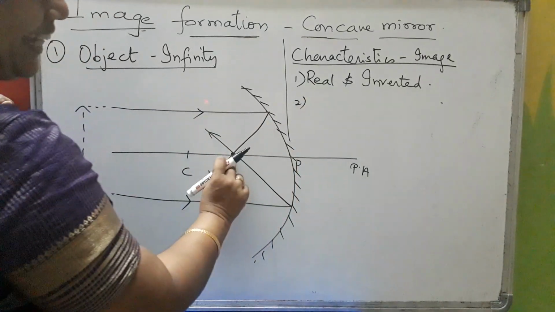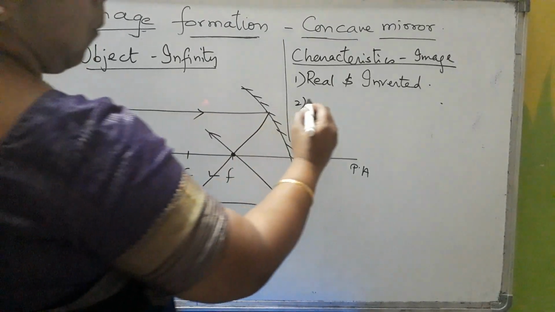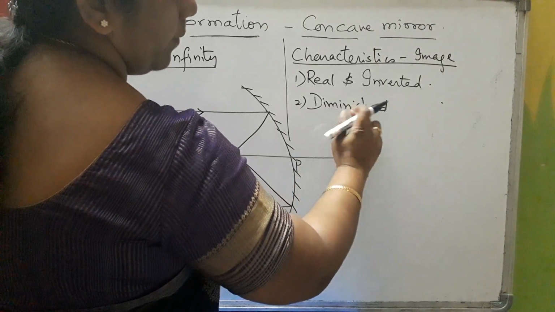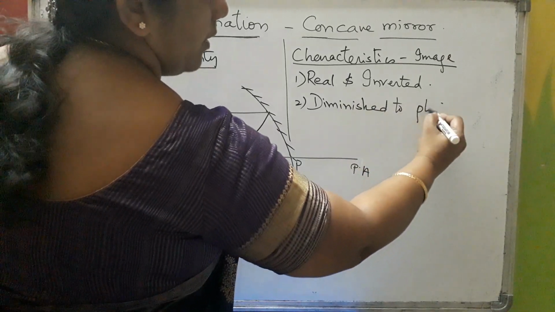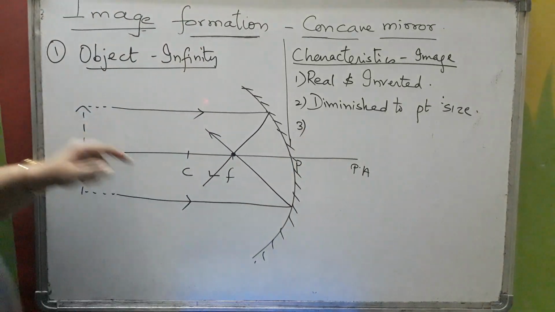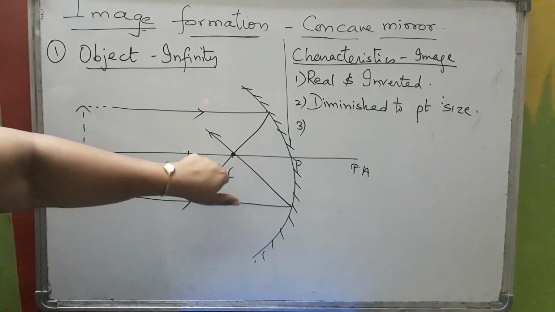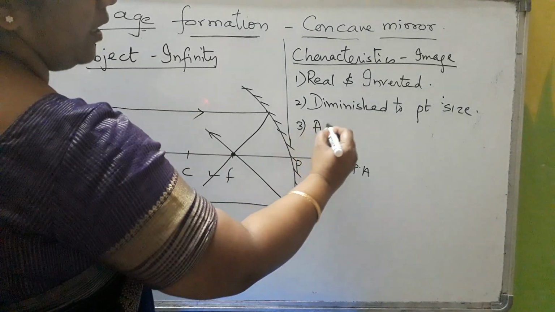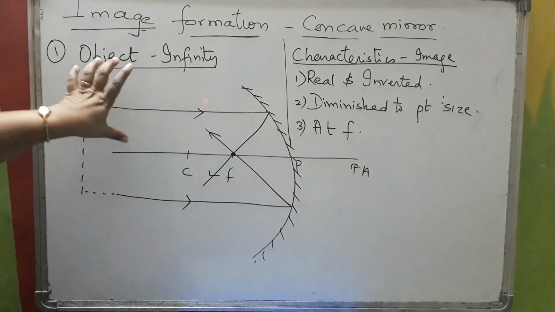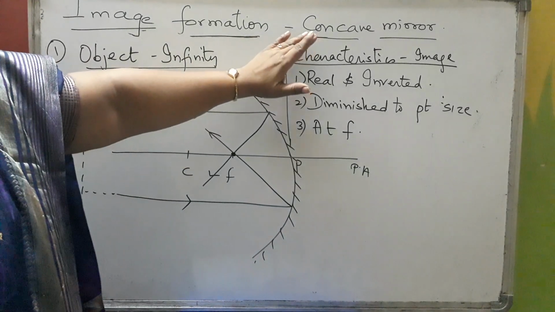Number 2, look at the size of the image. It is so very small, up to a point size. Mention the word diminished, to point size. Third one, where is it formed? What is the position of the image? It is formed at F. So when they give you the position of the object, you will have to draw the ray diagram and make sure you write the characteristics.